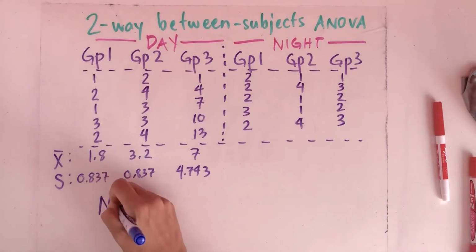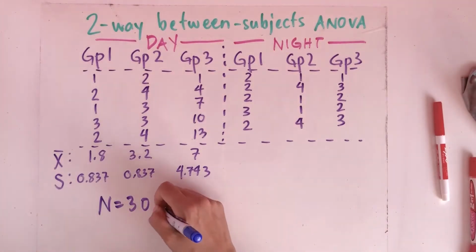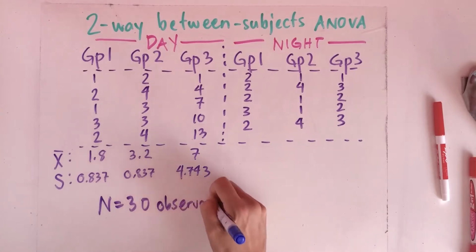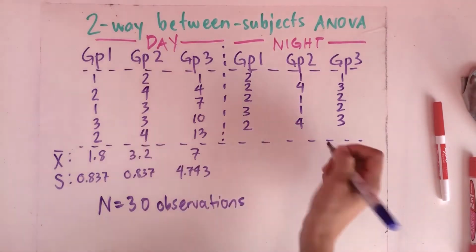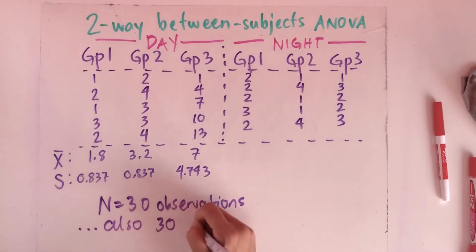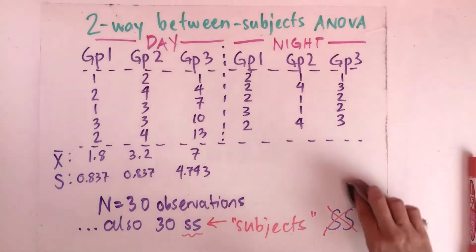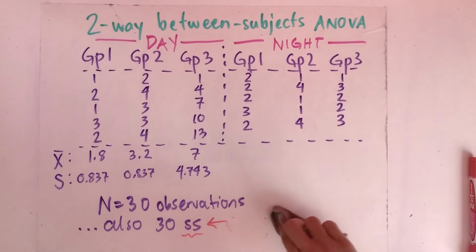So our big N is 30, and that's definitely 30 observations, as you can see by counting the observations in the chart. But it's also 30 subjects. It is shorthand for subjects, and it's little s's because big S's, when placed together, look like sums of squares. So, you know, it's just a mess. That's notation for you. So back to our data.